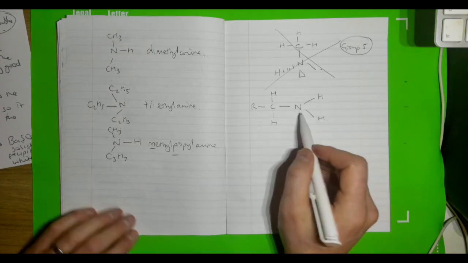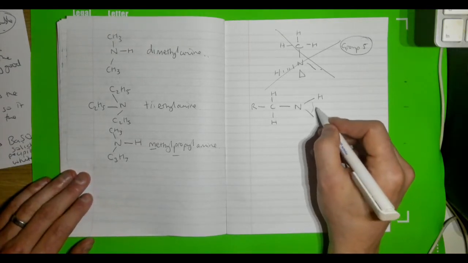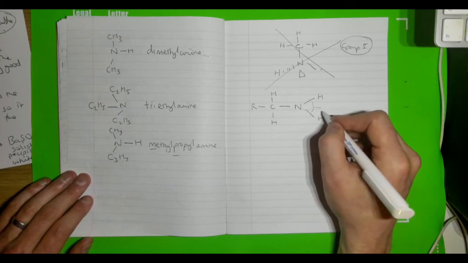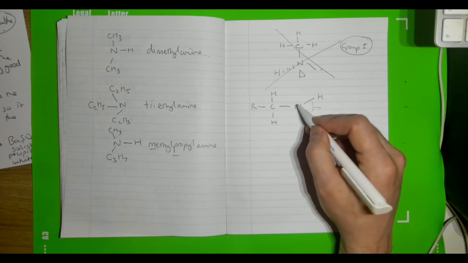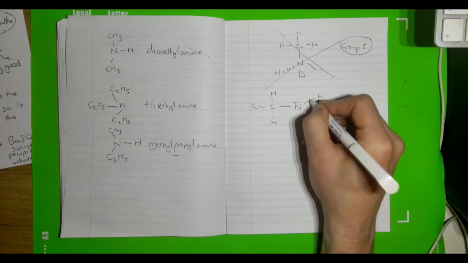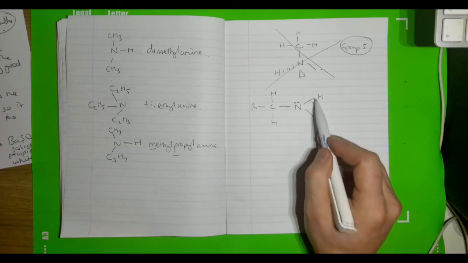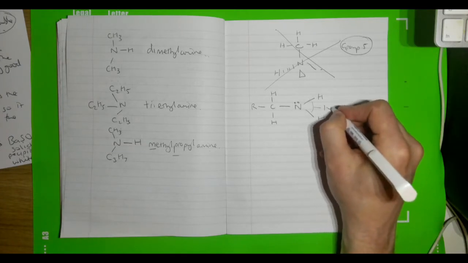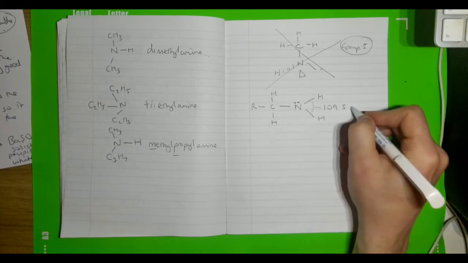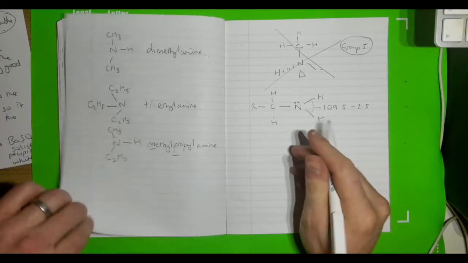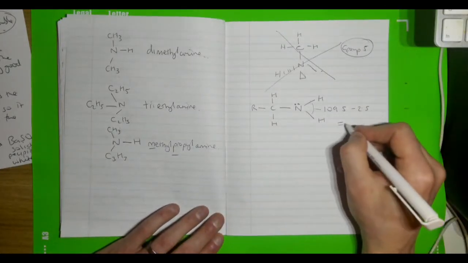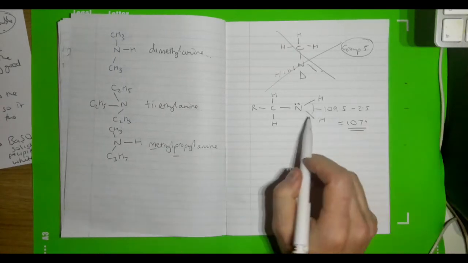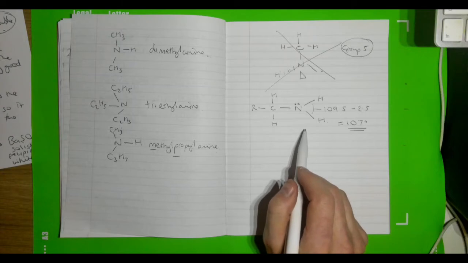Now I've done this flat here, but we do know, don't we, that this bond angle here would be, if you work this out, you've got probably a lone pair of electrons on here, 3 bonding pairs. If it was a pure tetrahedral and there was 4 bonding pairs, it would be 109.5, but it isn't because I've got a lone pair, so we take 2.5 degrees off that, just like we have done over here. So 109.5 take away 2.5 is 107 degrees. So the bond angle in an amine is the same as what it is in ammonia.